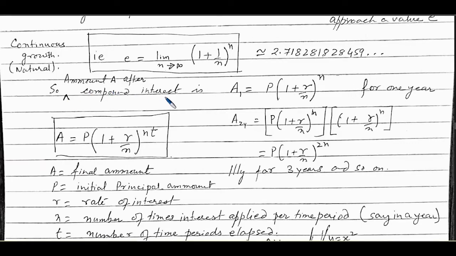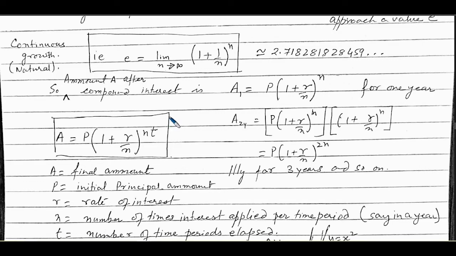So the amount A after compound interest, for the first year, is principal times 1 plus r, where r is the rate of interest. This is for 1 year. And so the amount after 2 years will be this amount times this fraction again. So you have a formula for 2 years: the principal amount times (1 plus r) to the power 2. Two times, that gives 1 year and 2 years.